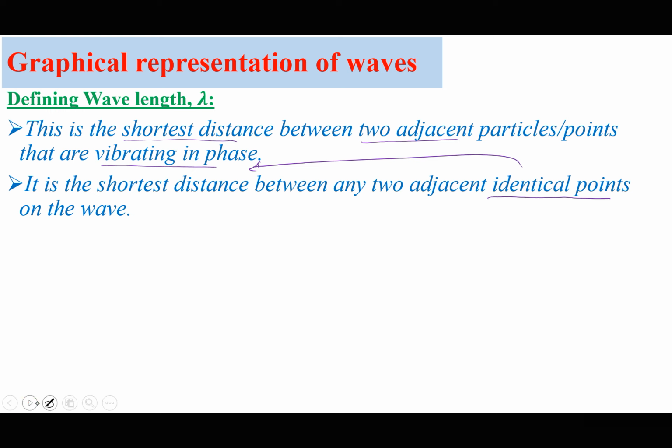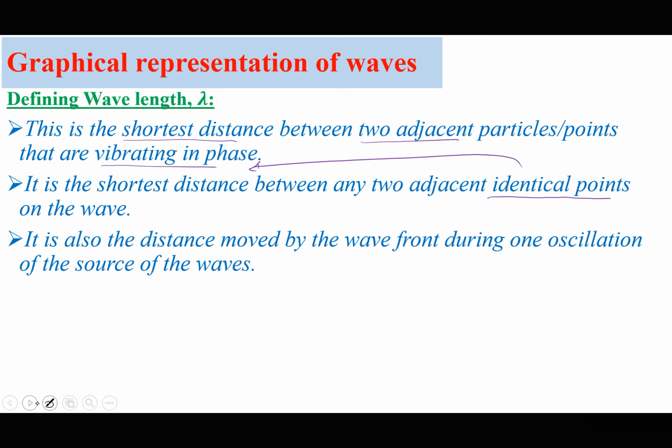It can also be defined as the distance moved by the wavefront. I said in lesson 2 we are going to talk about a wavefront. So the distance moved by the wavefront during one oscillation of the cycle of the wave is going to be called the wavelength. So the distance which one wavefront moves in a complete cycle is what we call the wavelength.